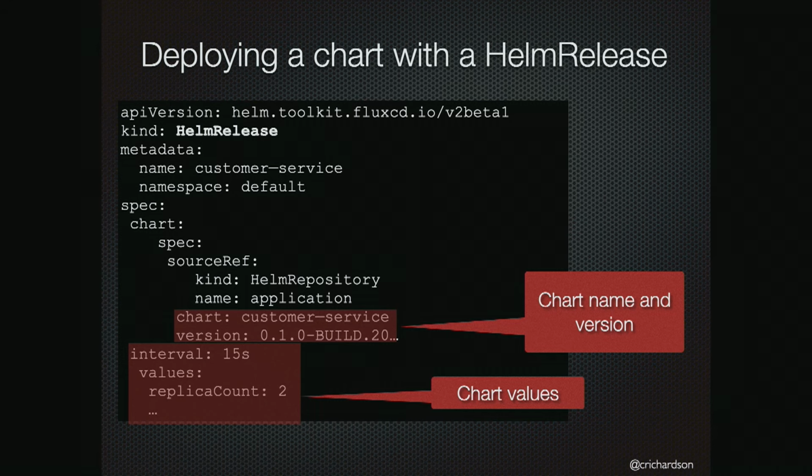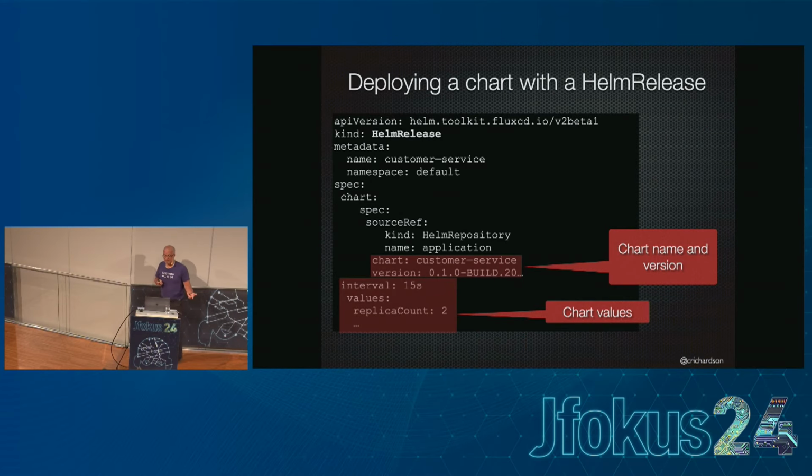So the way you actually install a Helm chart with Flux is that there is a HelmRelease manifest that basically specifies the chart name, the repository where you can find it, the chart version that you want to install, and the values for that chart. So, you know, it's a very straightforward mechanism.